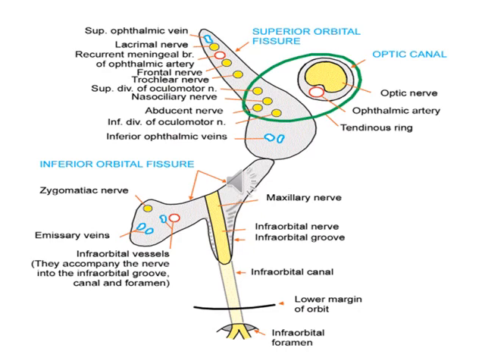We also notice the inferior orbital fissure, which lies between the maxilla and the greater wing of the sphenoidal bone. It transmits the infraorbital vessels, some emissary veins, the zygomatic nerve, and the maxillary nerve.